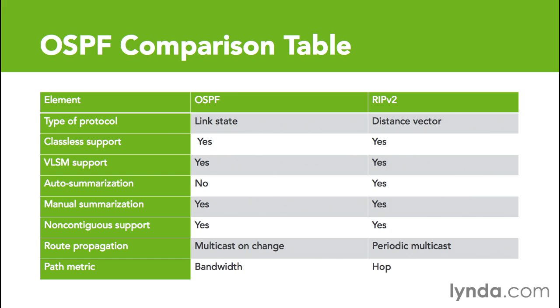Now, the path metric. How does it know which way to go? OSPF is a very intelligent protocol because of the algorithm that it uses. So it does pay attention to many things. One of the main things that it looks at is bandwidth. So it does analyze the lines to say, hey, which would be the best way to get to a network? But RIP really doesn't analyze the lines. It just says, hey, which is the shortest way? Because that's what distance vector is, distance and direction.